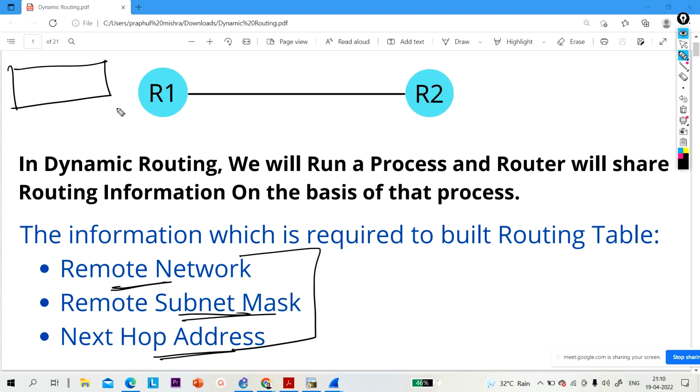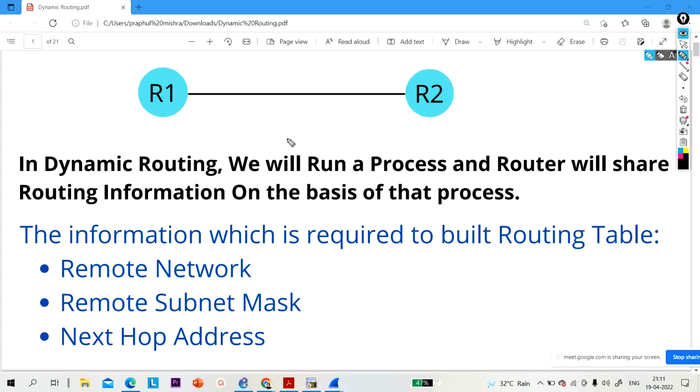Am I right? So in static routing, who is telling this information to the router? The administrator is telling. In dynamic routing, who will tell this information to the router? The routing protocol that you will configure on this router. So first thing is these pieces of information are required to build a routing table.